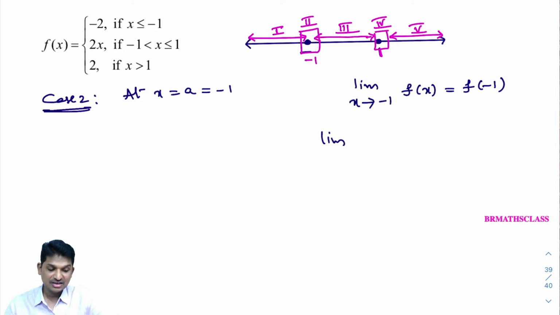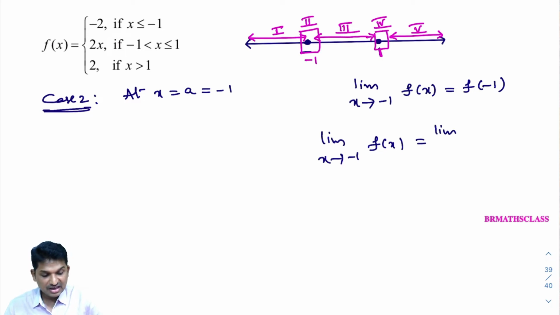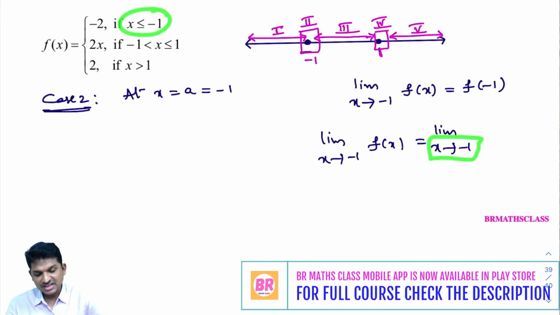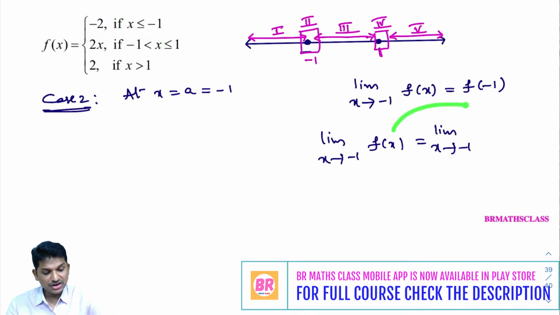Limit as x approaches minus 1 of f of x. X approaches minus 1 means all x values are slightly less than minus 1, or all x values are slightly greater than minus 1, but not minus 1. So there is a chance that x values are less than minus 1. When x values are less than minus 1, we need to choose this function, minus 2. When x values are greater than minus 1, look here, minus 1 less than x means x greater than minus 1 only, I need to choose the function 2x. So here, which function to choose?